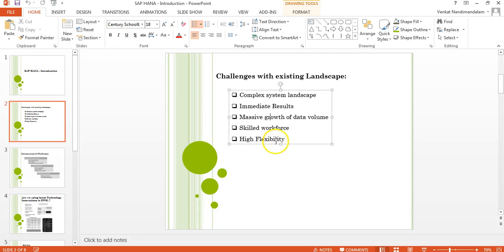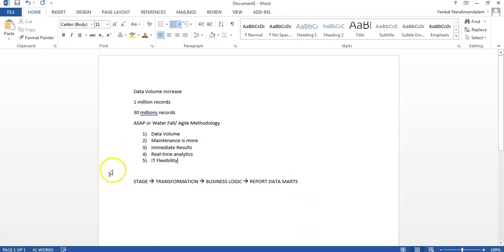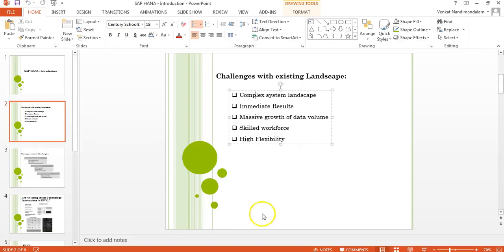And then the flexibility. They want high flexibility in their system, and they don't want complex system landscapes. Whatever we talked about here, these are obviously complex system landscapes. They have so many layers, and you cannot change your resources frequently. You have to depend on your core resources, because they know the system very well, and if you lose them, you are going to face a lot of challenges with your existing system. So that is where the complex landscape comes into the picture.